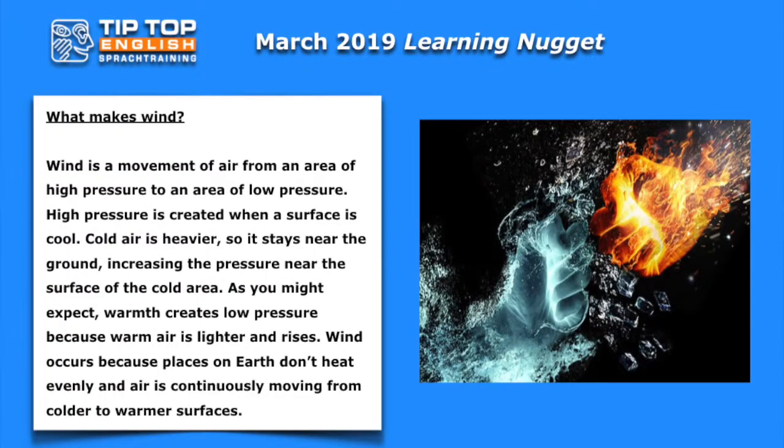Wind is a movement of air from an area of high pressure to an area of low pressure. High pressure is created when a surface is cool. Cold air is heavier, so it stays near the ground, increasing the pressure near the surface of the cold area. As you might expect, warmth creates low pressure because warm air is lighter and rises. Wind occurs because places on Earth don't heat evenly and air is continuously moving from colder to warmer surfaces.